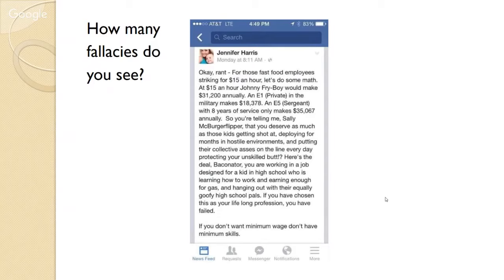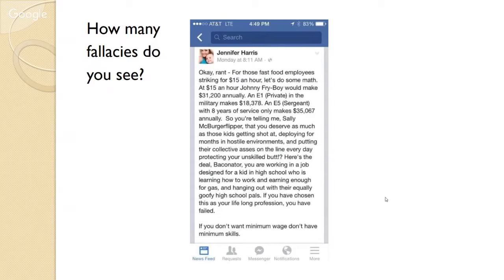So there is some ad populum going on here. The belief that minimum wage jobs are for teenagers, and that the people who work those jobs are teenagers, which actually the facts do not represent. But that's another issue. That's beyond what we're talking about here. If you don't want minimum wage, don't have minimum skills.